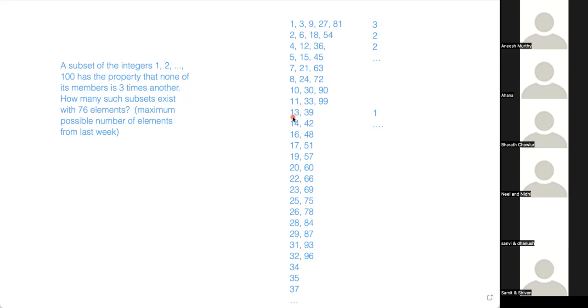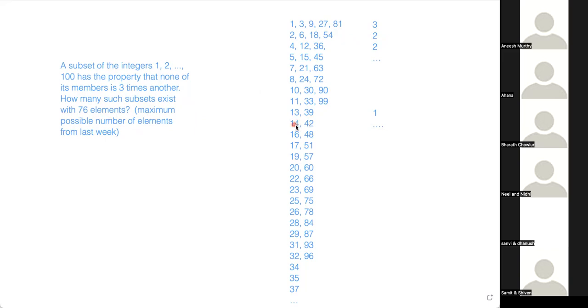Okay, so now that we have this, instead of finding the maximum number, we want to know how many subsets there are with 76 elements. So essentially, the same question is saying, in this subgroup, how many ways are there to pick 3 that satisfy? In this subgroup, how many ways are there to pick 2 that satisfy, and so on? And if I think about each of them as an independent choice, for instance, I can pick 13 from this pair and 42 from this pair, and that's a valid set.